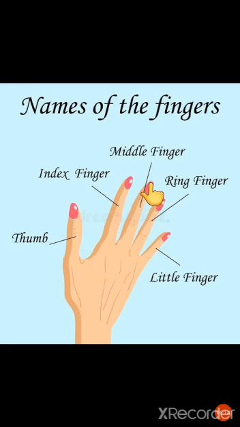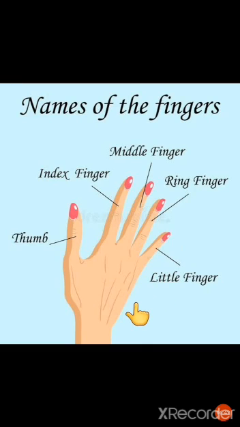And this is the middle finger. Why do we call it the middle finger? Because before this finger and after this finger there are two fingers, as you can see here. Now the next one is the ring finger. After the middle finger we call it the ring finger. And the last one, that is the short one, this is the little finger.